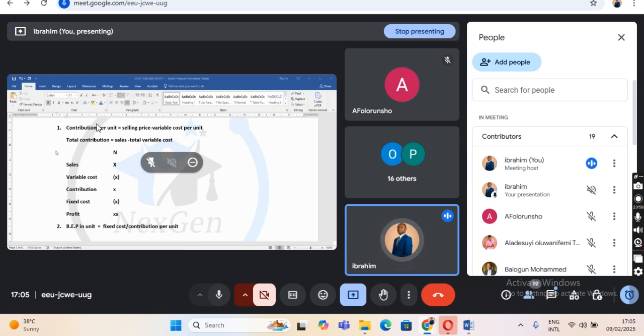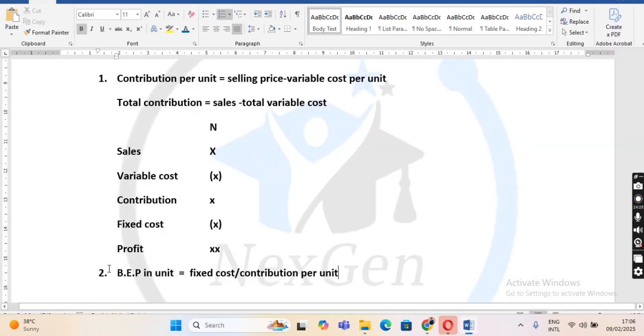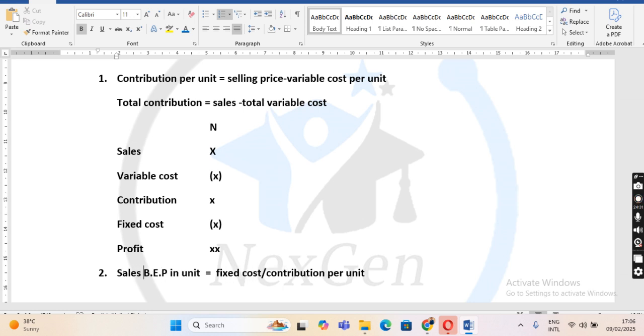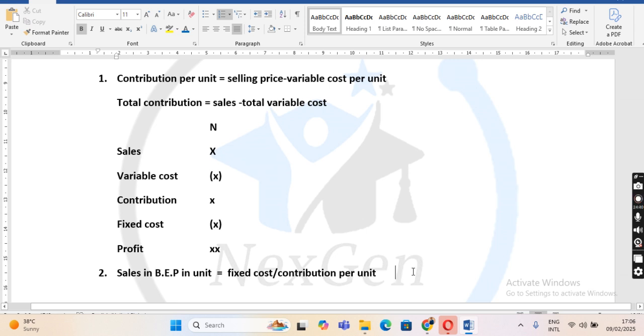Don't forget that I've given you a background of how to determine contribution per unit. Either you say selling price minus your variable cost per unit will give you the contribution per unit, or you do your total sales minus your total variable cost, which will give you total contribution. Then when you get your total contribution, divide it by the units produced. You have contribution per unit, right? Now, if this is established, you can put it as sales in BEP in units.